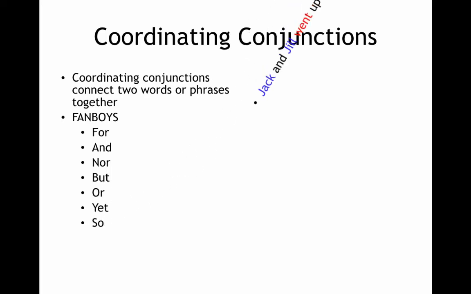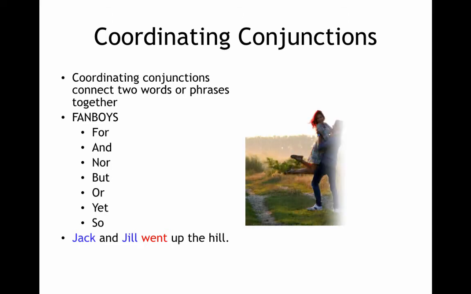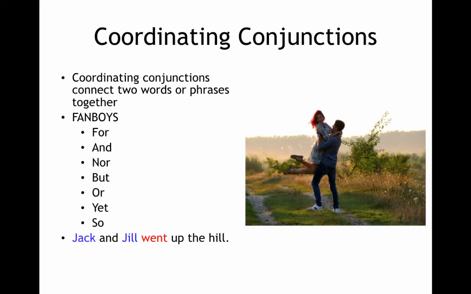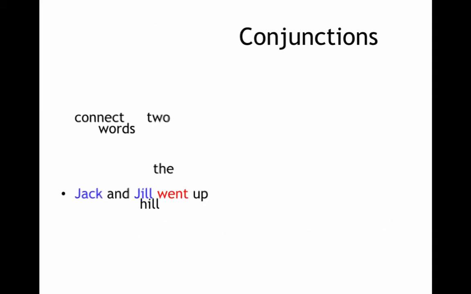So for example, Jack and Jill went up the hill. And is my coordinating conjunction here. It connects Jack and Jill together. Those are the subjects of my sentence. It's a compound subject. And they went up the hill. So, and is my fanboy. How do you diagram these? Well, it's a little bit unusual, so let's take a look.